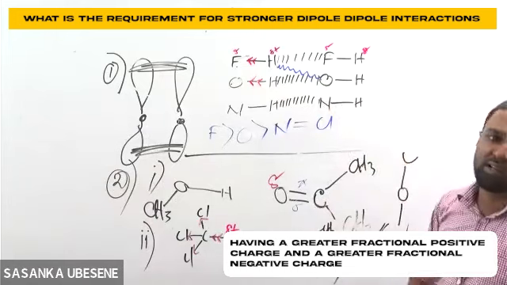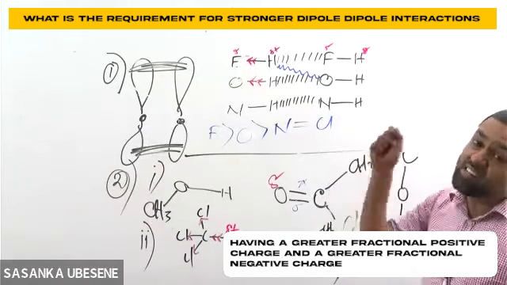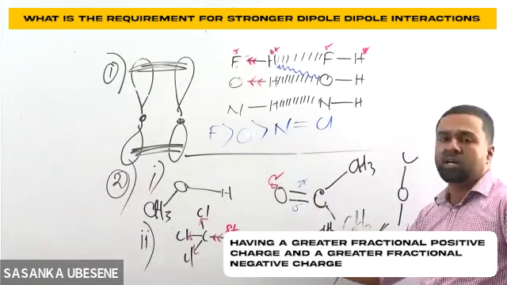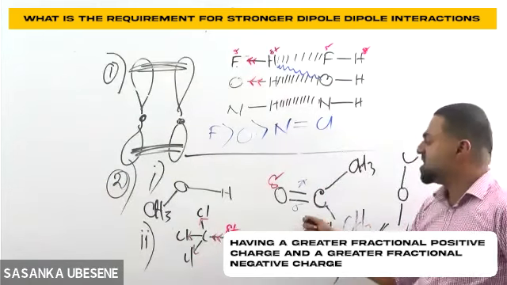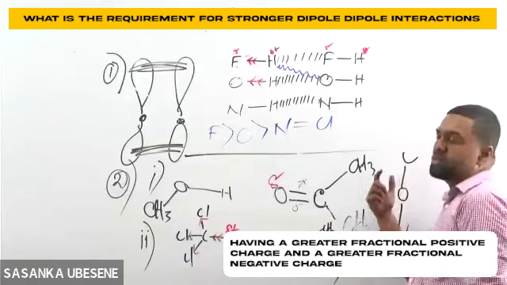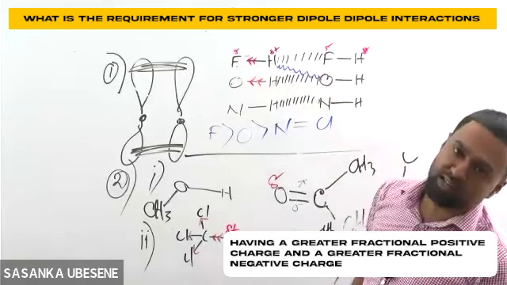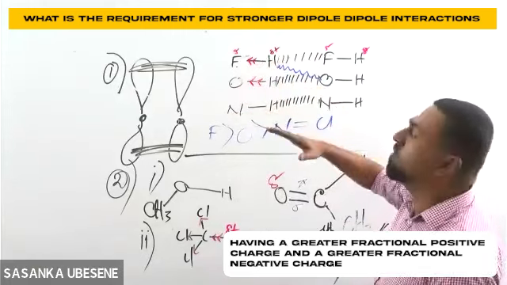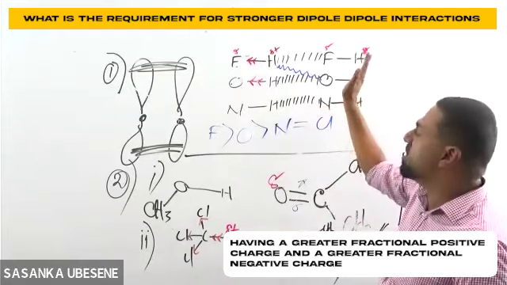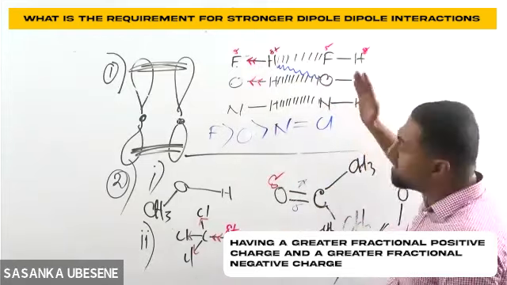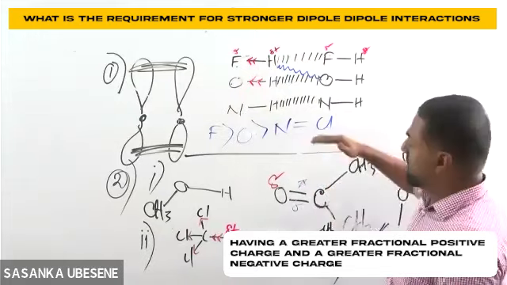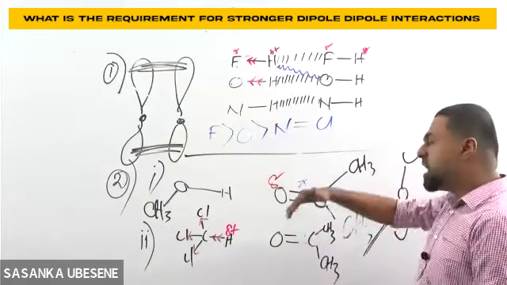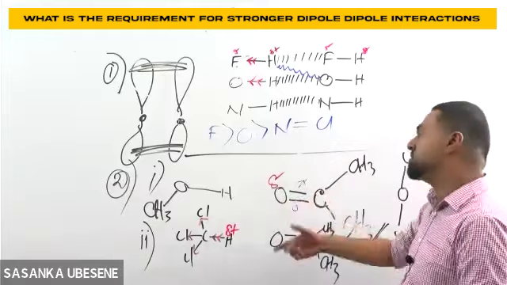Right. So finally, that's the requirement: having a greater fractional positive charge. On the other hand, here oxygen is not attached with hydrogen. So again, to classify, it seems like three types but still only two types, because there is hydrogen bonding between the same type of molecules and hydrogen bonding between different types of molecules. Again, there are two different types of molecules.